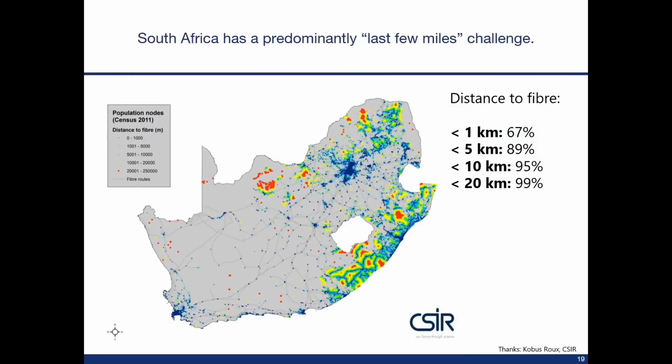South Africa, which is relatively well connected, as you remember, has a last few miles challenge. This image shows the population density as dots where there are at least a few hundred people of the country, with the color representing their distance to the nearest fiber, red being further away. 67% of the population of almost 60 million people are within a kilometer of fiber, and 99% are within 20 kilometers.